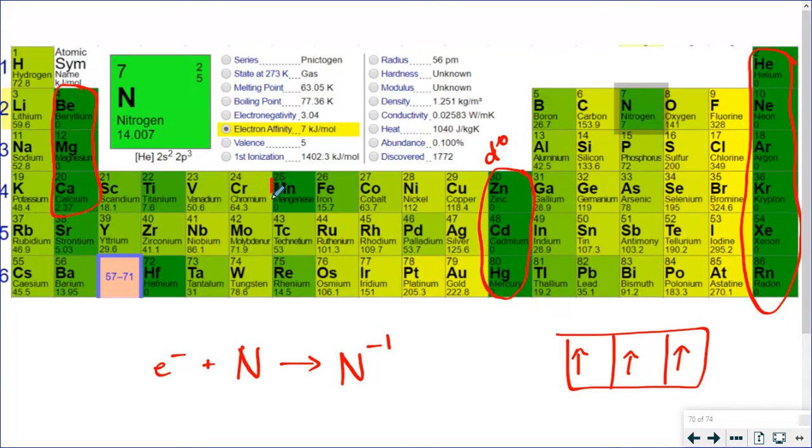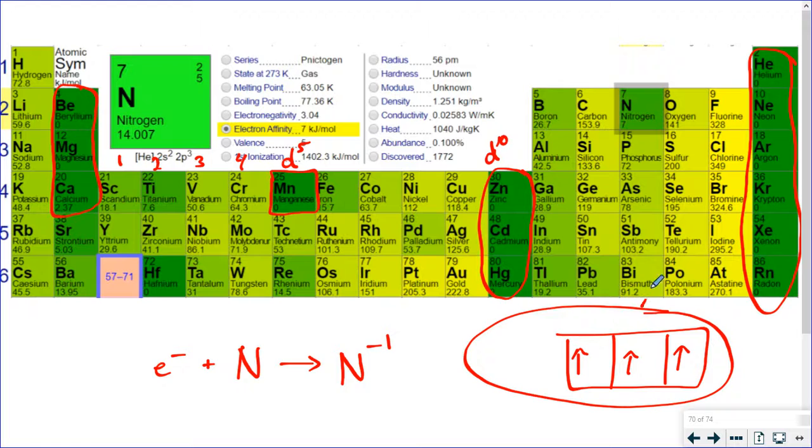How about manganese? What does manganese look like? Well, manganese has a D subshell, 1, 2, 3, 4, 5, so this would be a D5. That's a half-filled D subshell. So the same explanation we just used for nitrogen to explain why it's low applies here: manganese with a half-filled D subshell can't attract one more electron and get that electron-electron repulsion in that D subshell either. So those are your explanations, kind of some extra trends there.